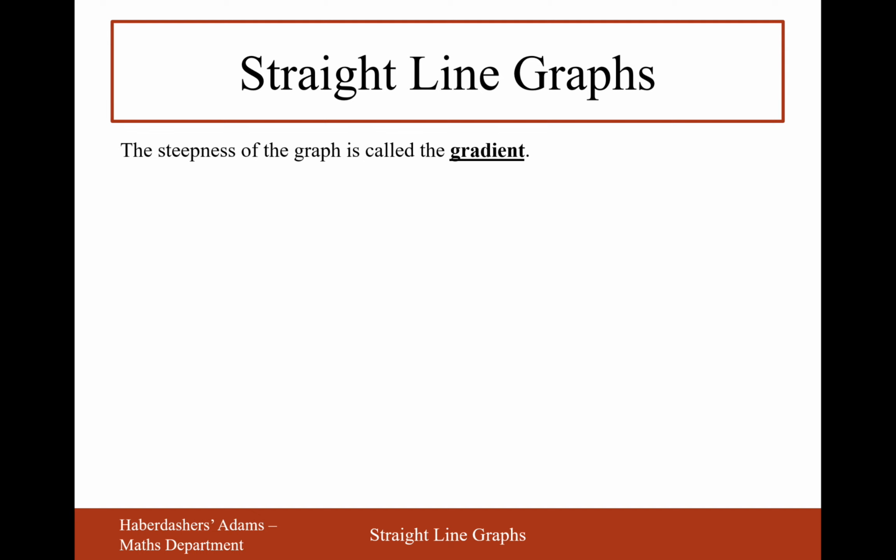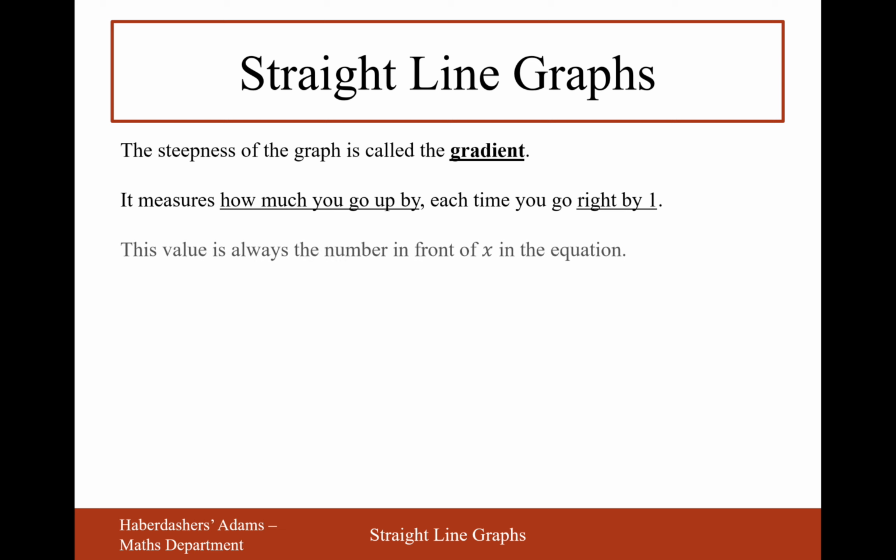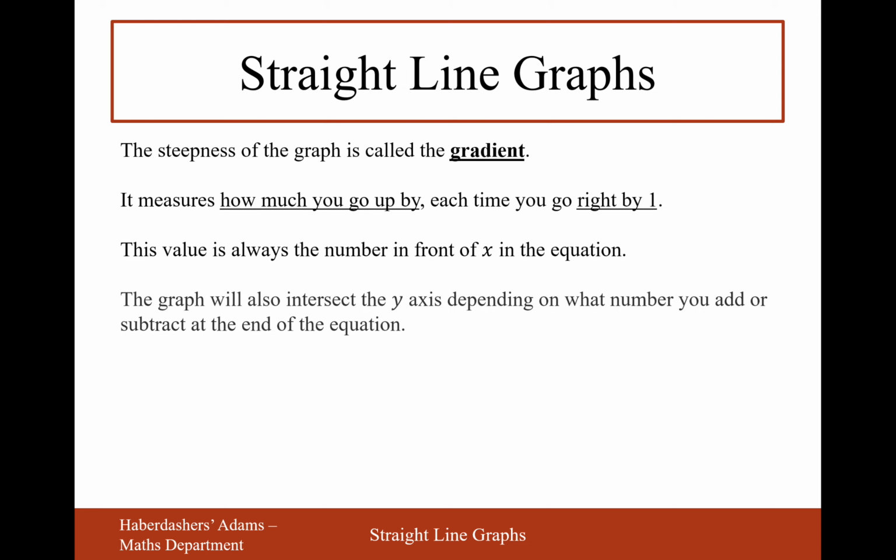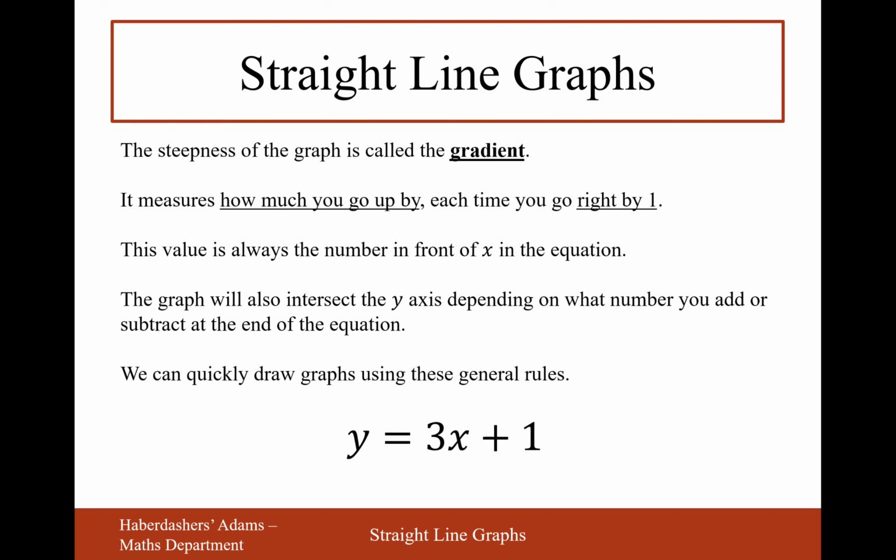So the steepness of the graph is called the gradient. You need to be confident in using that word gradient and be familiar when other people refer to the word gradient. It measures how much you go up by every time you go right by 1. The value is always the number that goes in front of x in the equation. And the graph will also intersect the y-axis depending upon what number you add or subtract at the end of the equation.